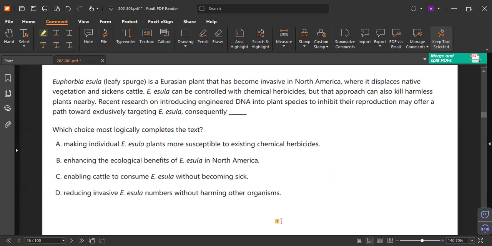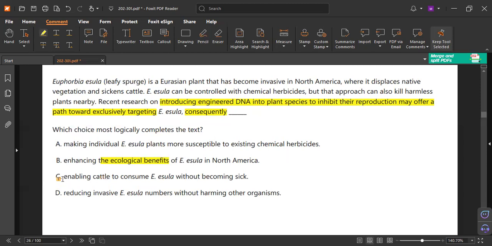Is it C? Letter C, no. Why? Remember, he said "consequently," which means based on these facts. What is the sentence already? Recent research on introducing DNA to inhibit their production may offer a path toward exclusively targeting this invasive plant. So your answer must be based on this only. Did we talk here about ecological benefits? No. So it is wrong.